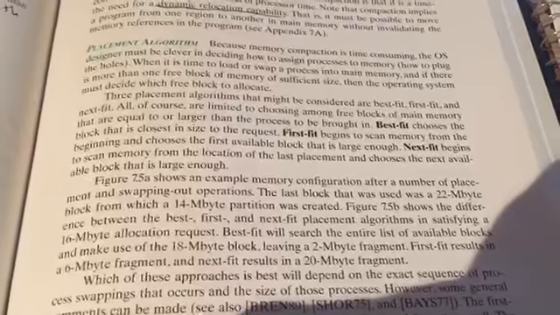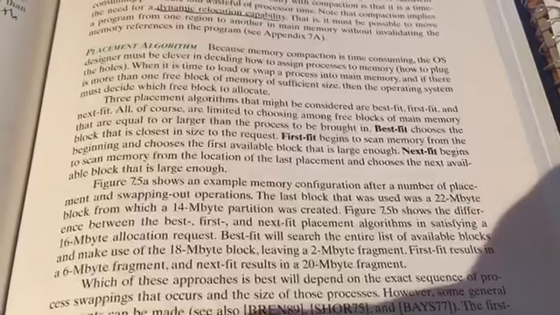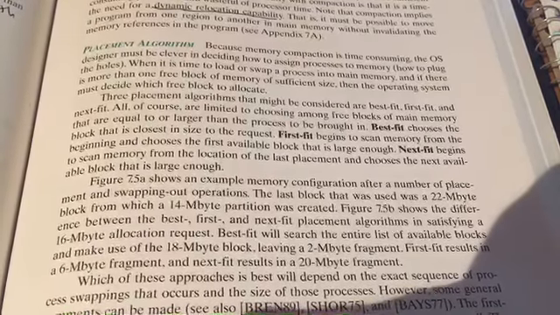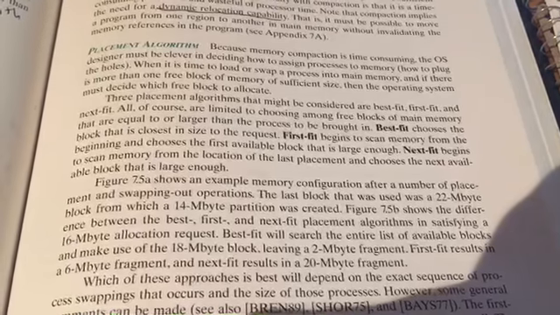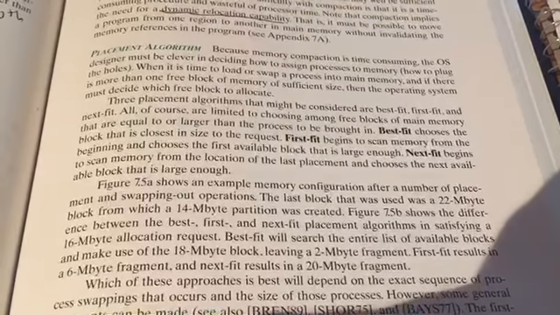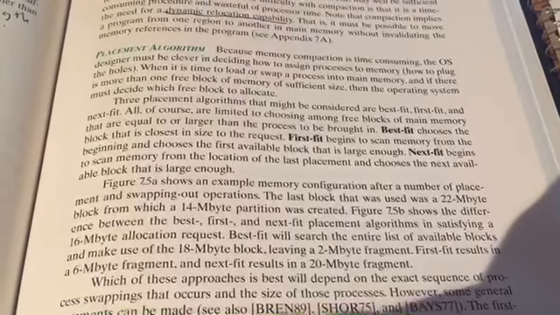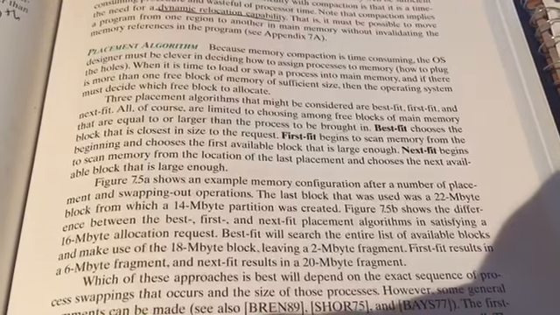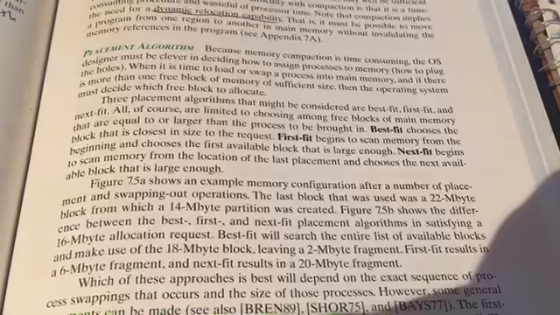3 placement algorithms that might be considered are best fit, first fit, and next fit. All, of course, are limited to choosing among free blocks of main memory that are equal to or larger than the process to be brought in. Okay, so I'm going to slow down and just think about that for a moment. So all these algorithms are constrained to choosing free blocks of main memory that are equal to or larger than the process being brought in.